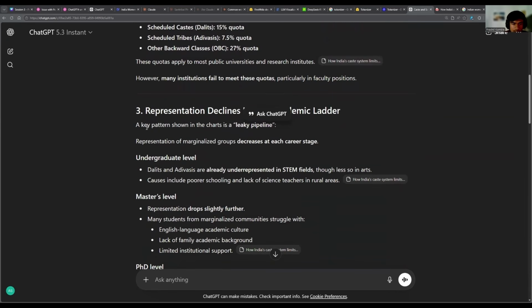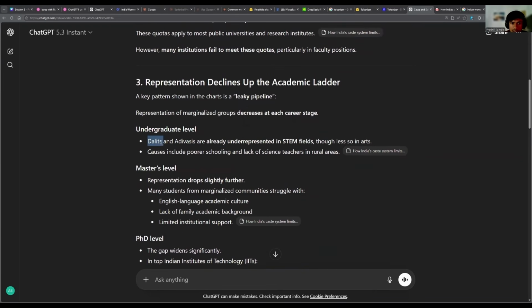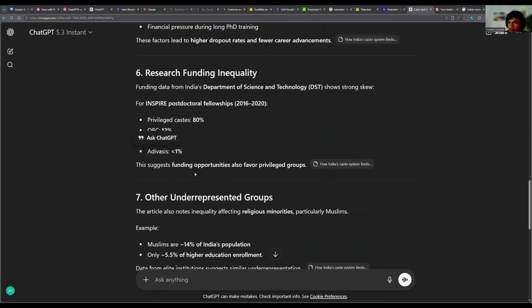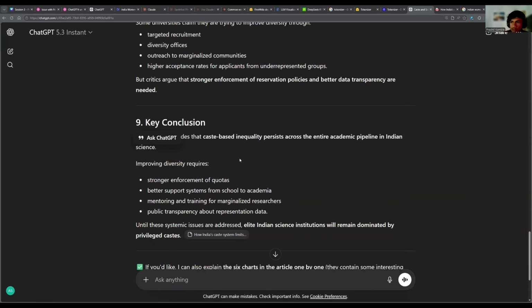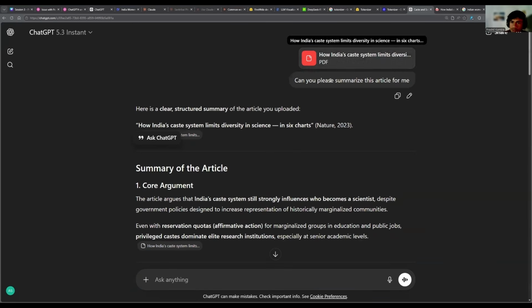Then it talks about some patterns that it has found. Dalits and Adivasis are already underrepresented in STEM fields, though less so in arts as well. So it has given me a quick summary of what the document is about. Now, what I can also do is ask it questions based on these documents.